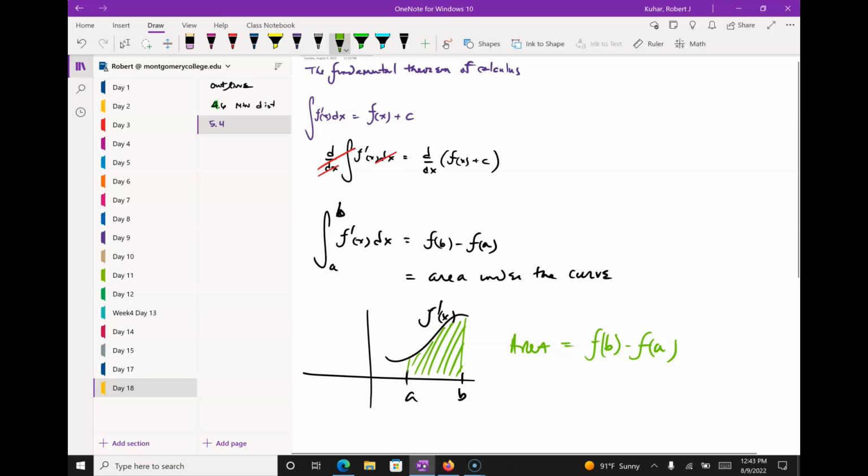What? Derivative gives me slope, antiderivative gives me area. It's crazy to think about. Yes? Yes. So, but the original function is giving me the area under the slope curve.